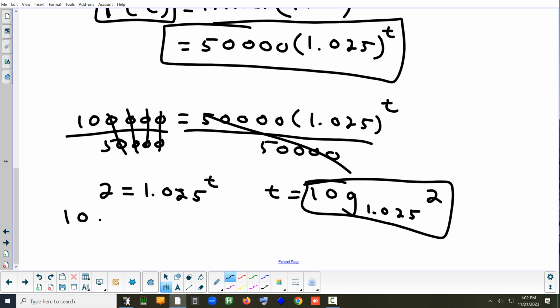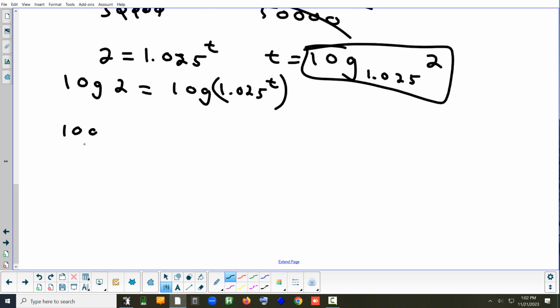Take the log of what's on the left and take the log of what's on the right. Now the t is an exponent on an argument, so you can take the t and put it in front. And you've got log 2 equals t log 1.025. And when I took the log of both sides, I didn't even say what base I was using.